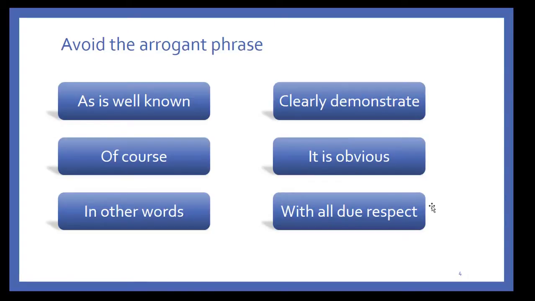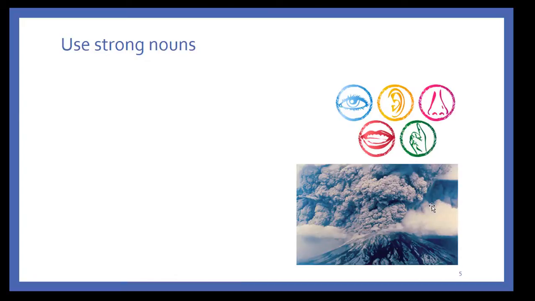Okay, we also want to avoid arrogant phrases. These phrases, when included in your writing, set the reader off with, oh my goodness, he thinks I'm an idiot. As is well known, of course, in other words, clearly demonstrate, it is obvious, and with all due respect. I know that anytime I'm in a conversation and somebody says with all due respect, what comes after is probably going to insult my intelligence. So avoid using arrogant phrases. There are many more, but these are some examples.